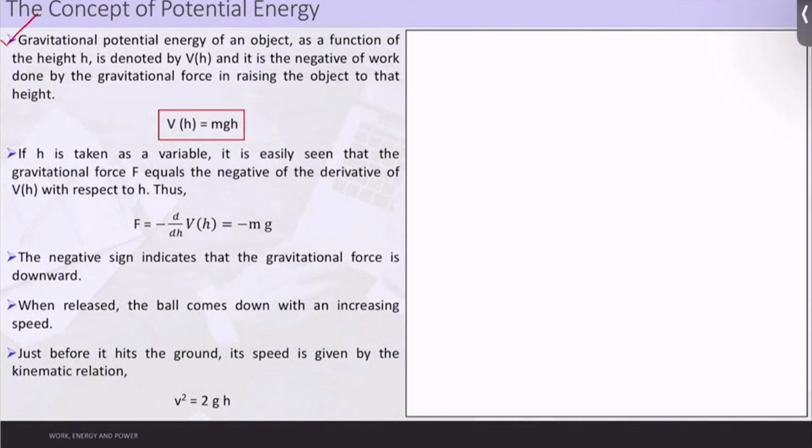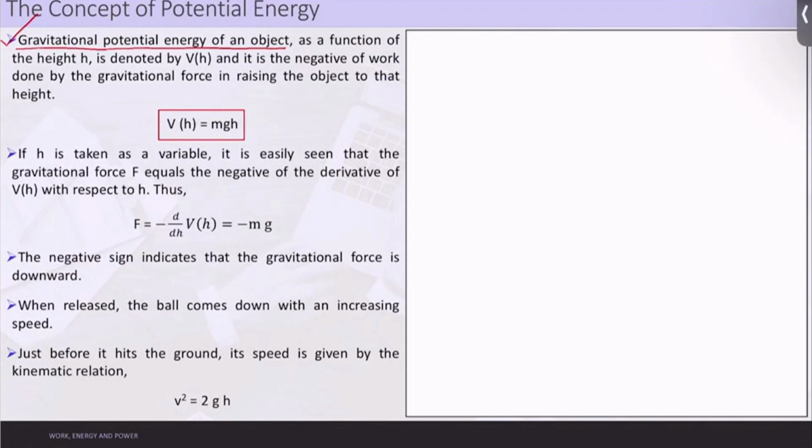Now let us understand some of the mathematical formulations of it and then move forward. First of all, gravitational potential energy of an object. What can be understood from these words? Potential energy of an object is an energy which is stored inside it. If it is written as gravitational potential energy, that means the potential energy due to the force of gravitation, or due to an external agency which opposes this force, is called gravitational potential energy.